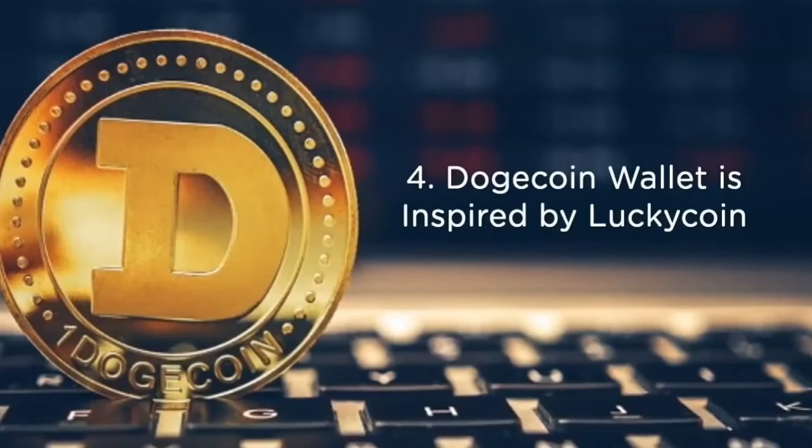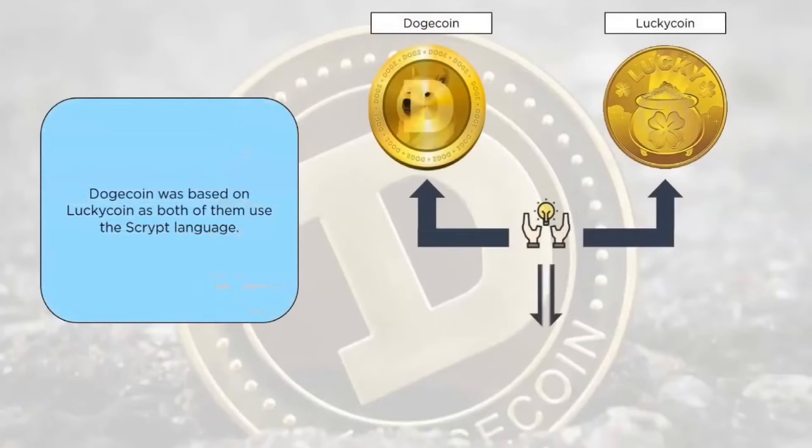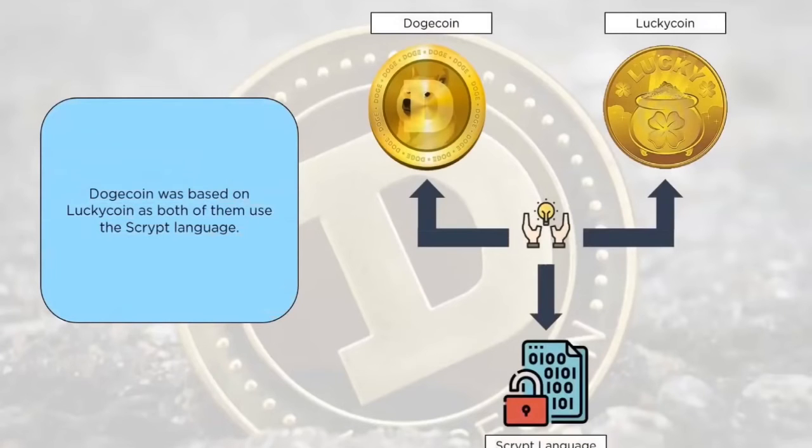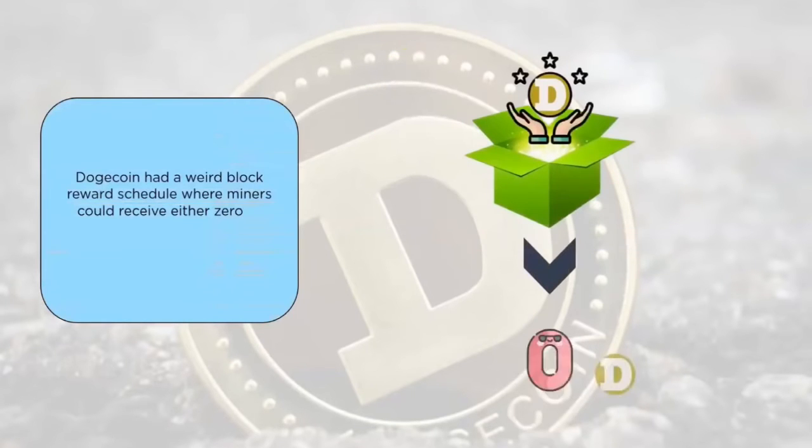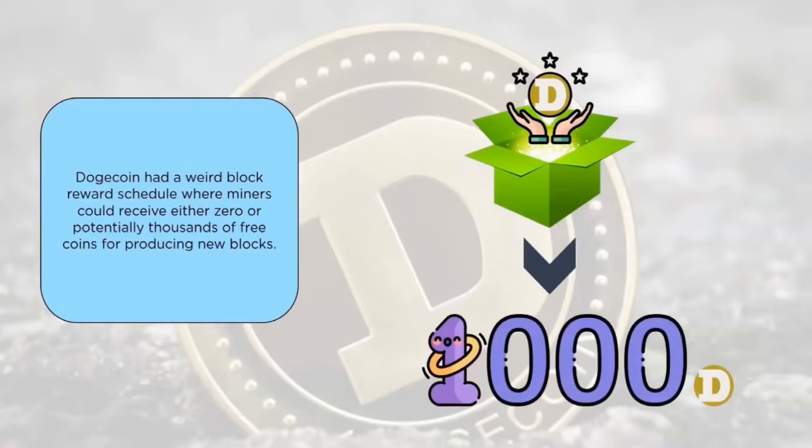Number 4. Dogecoin wallet inspired by Lucky Coin. Dogecoin was based on Lucky Coin, as both of them use the script language. To make Dogecoin more ridiculous, Palmer and Marcus added a weird feature to the Dogecoin wallet, stating that its miner could receive either 0 or potentially thousands of free coins to produce new blocks, inspired by one of the quirky features of Lucky Coin. After a while, they changed the block reward to a fixed number of 10,000 to make it more feasible. Well, I think Dogecoin needs to be a little different from these cryptocurrencies, as it holds a different history of origin and growth. To maintain the faith of its community, it needs to upgrade itself a bit.